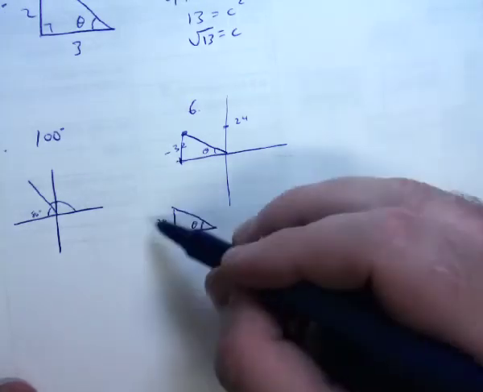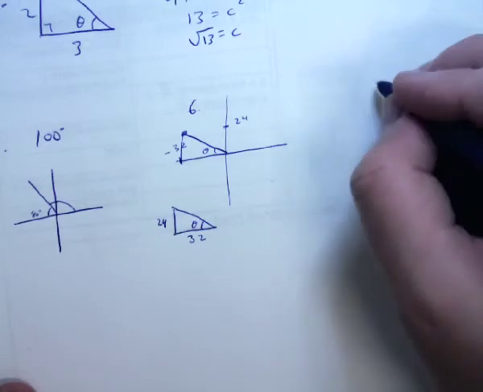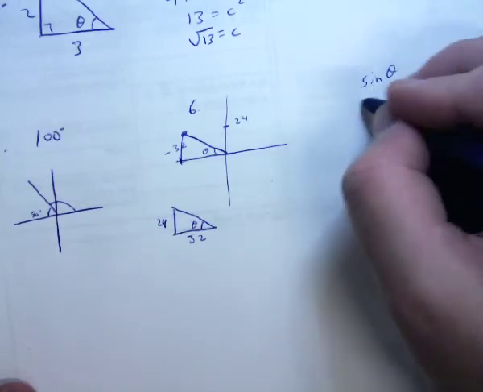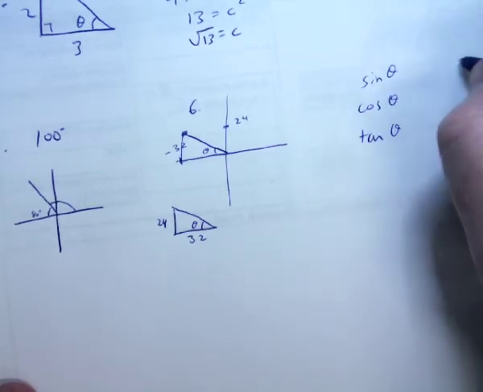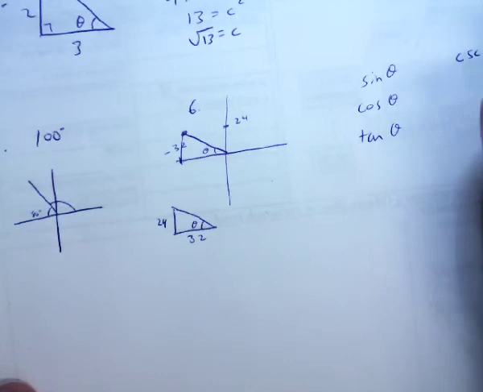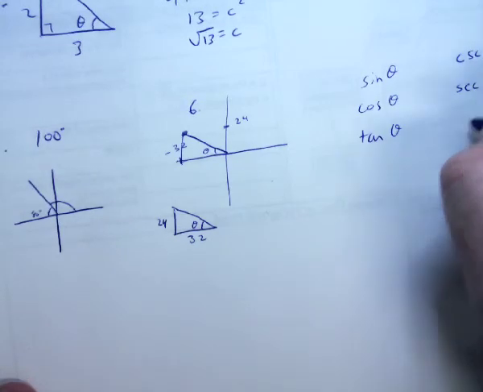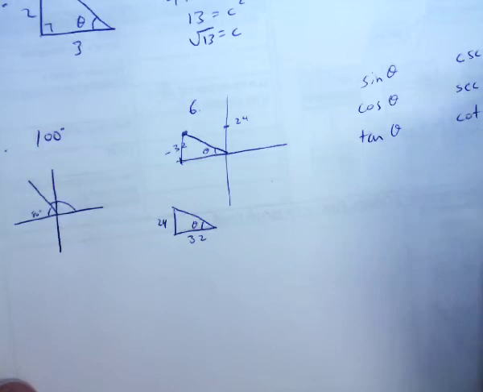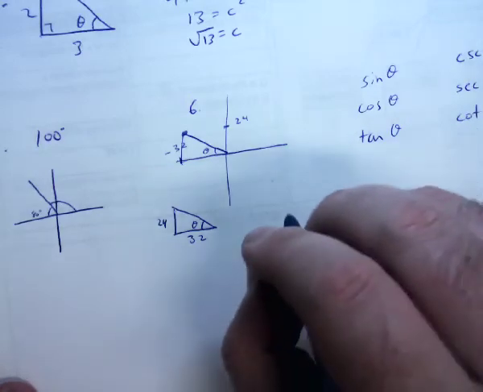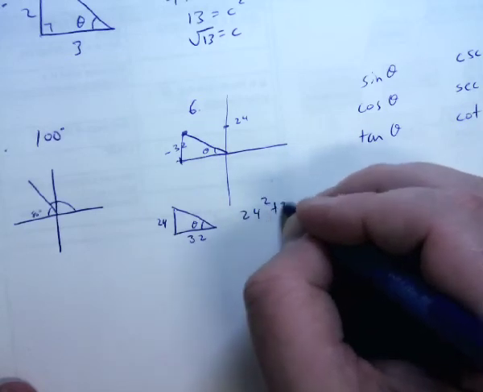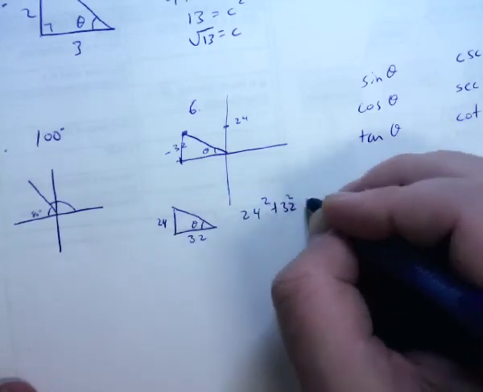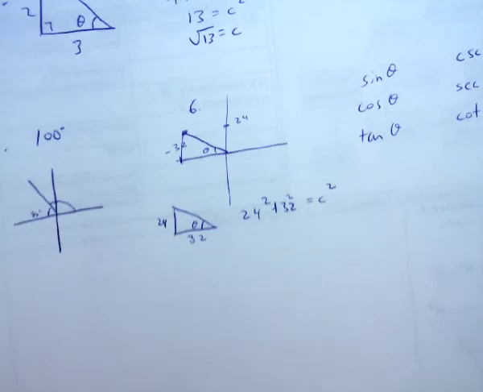So I need to find sine theta, cosine theta, tan theta, and then I know that you can't see them right now, but not that important. It's cosecant theta, secant theta, and cotan theta. First thing we need to do is actually find the hypotenuse to get all those. So that's going to be a squared plus b squared, 32 squared, equals c squared. To do that, I'm going to need to use a calculator.